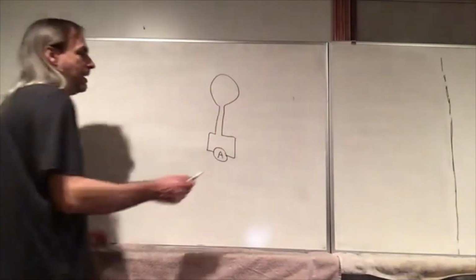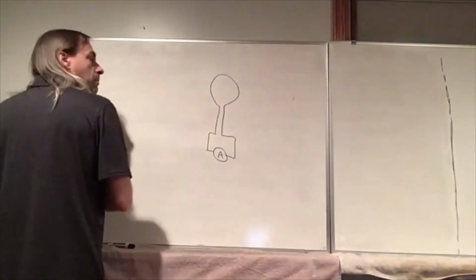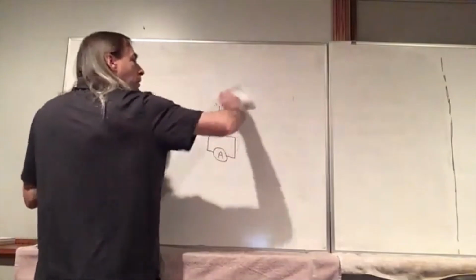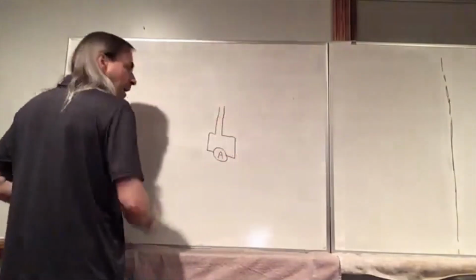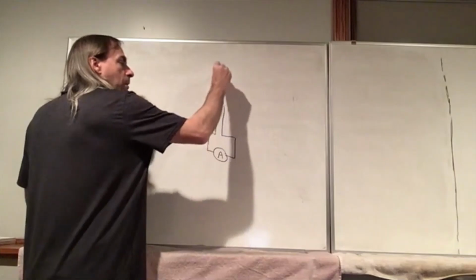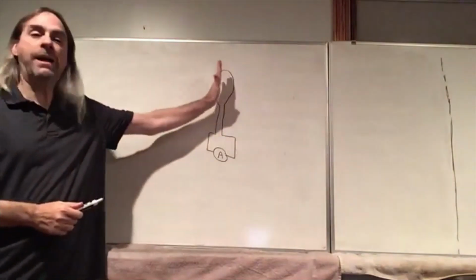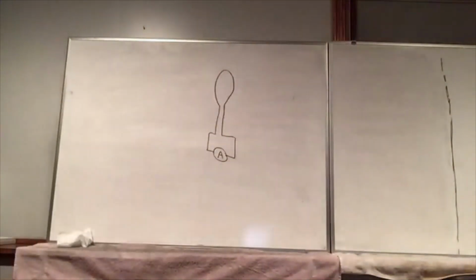And now let's redraw this wire. Let's say this wire is more like perpendicular to the board. So it's coming out this way. Kind of hard to draw that.